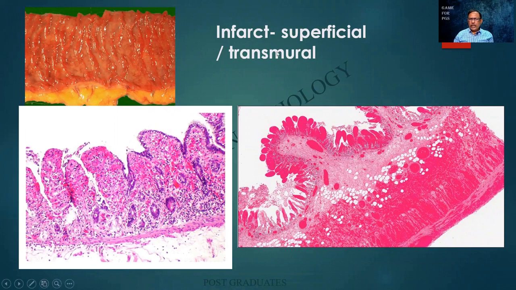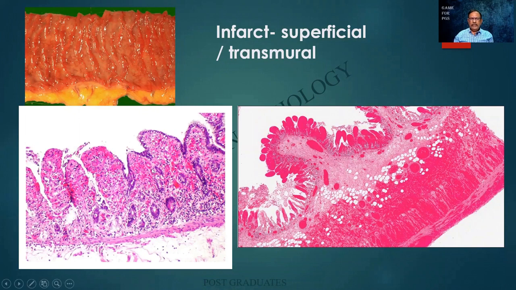Always, there are two types of infarcts. Myocardial infarction, we are all very familiar with. There are two types. One is called the subendocardial infarct. Just below the endocardium, there will be a region of infarct. Another one will be a transmural infarct. Similarly, here also, there is a superficial infarct, and then there can be another infarct which is involving the entire thickness. That is called a transmural one.